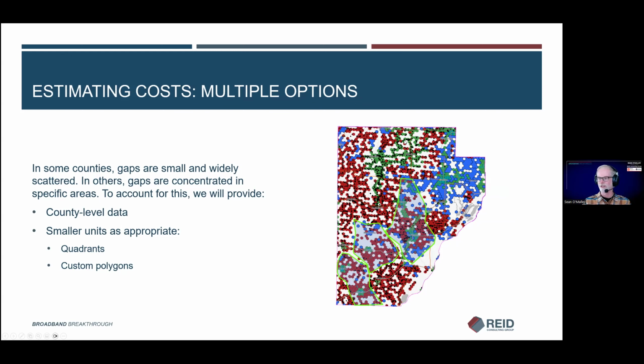It wouldn't make sense to talk about this quadrant up here because there basically are no gaps when you include all of the funding programs. But down here, it makes more sense to talk about these as individual areas, rather than just saying, well, in this quadrant, here's what we have. If it makes more sense to you all to do quadrants, I can do that for you all.